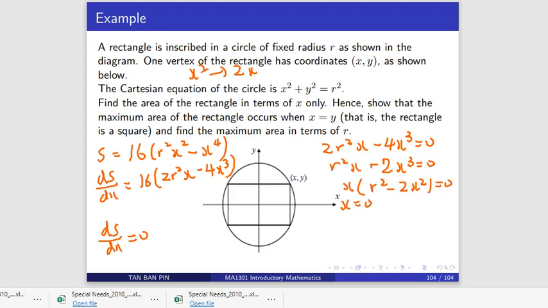So x is 0 or r squared minus 2x squared is 0. Of course, x cannot be 0. If x is 0, then it will be just a point in the set at the origin. So with that, you have x squared is r squared over 2. So x will be r over square root 2. So x is r over square root 2.